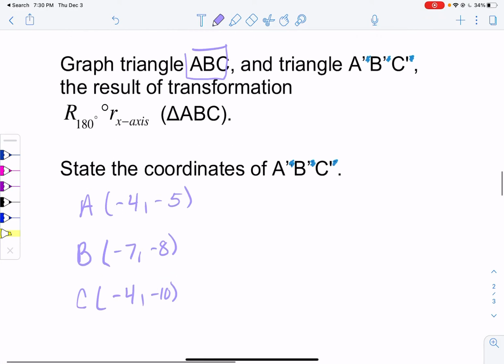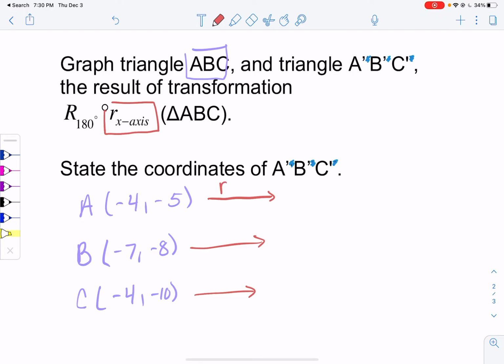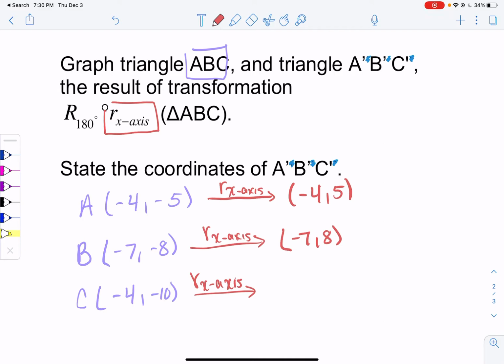The first transformation I want to perform is a reflection over the x-axis. So I'm going to do that reflection. And I write above each arrow. You don't have to. I do because I'm going to forget. I'm a very forgetful person. And I reflect over the x-axis. My x value stays the same, but this time my y value changes. So I'm going to keep my -4, but I'm going to change my -5 to a +5. I'm going to keep my -7, but change my -8 to a +8. I'm going to keep my -4, but change my -10 to a +10.